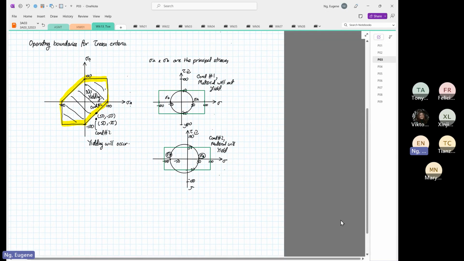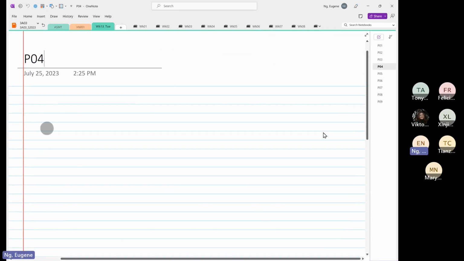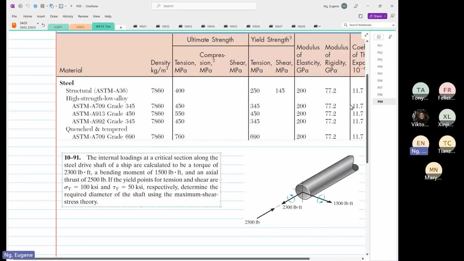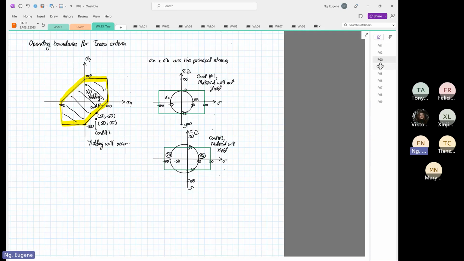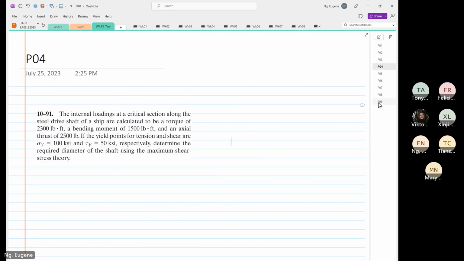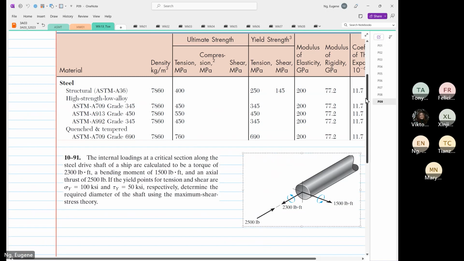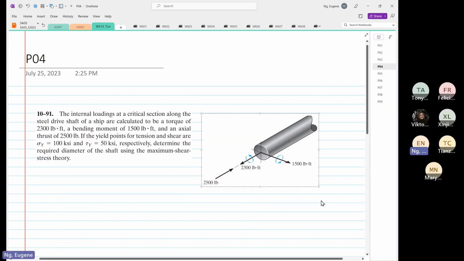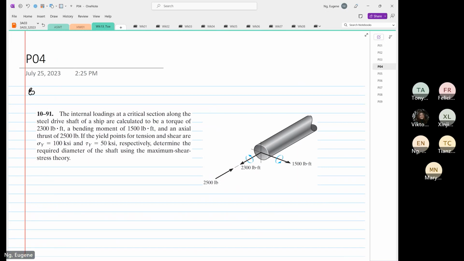Let's do one difficult example on the Tresca criteria. Okay, so you guys have the question. Let's look at this question. Again, this is not an easy problem. This is a difficult problem. So this is another example.